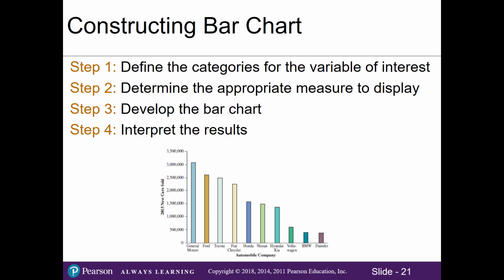Now, to construct our bar chart, in step 1, we want to define the categories for our variable of interest. You can see in our example here, our different categories are automobile companies. We also need to determine the appropriate measure to display. In this case, we want to display the number of cars sold in 2015. Then we'll use Excel to develop the bar chart, and the bar chart will then allow us to interpret the results. As you can see, General Motors outsold its competitors such as Volkswagen and BMW in 2015.